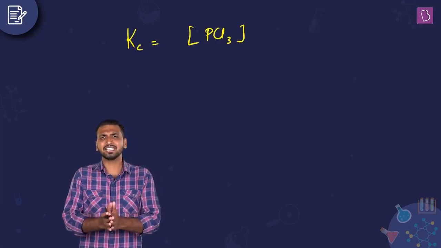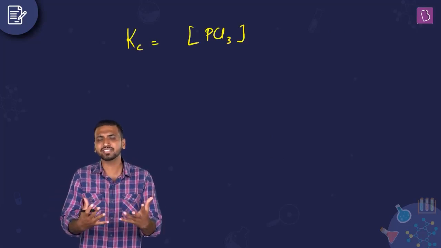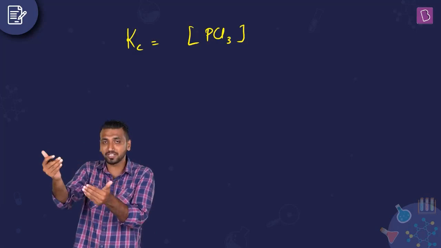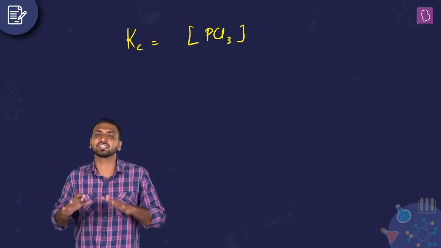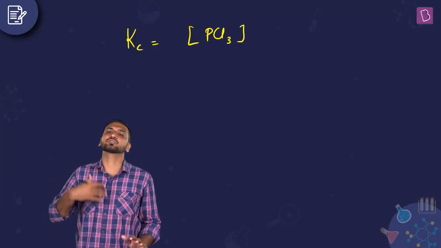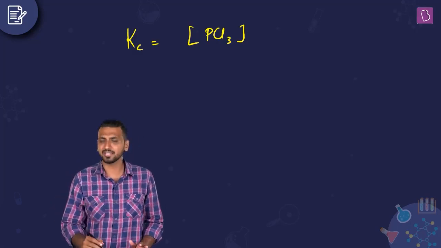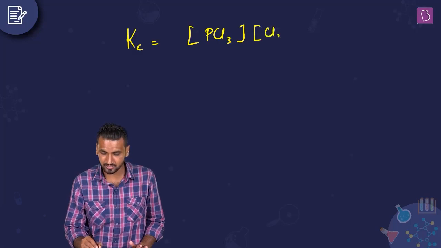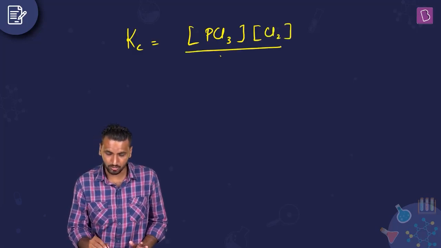How do you write the equilibrium constant? The concentration of product raised to power their stoichiometry divided by the concentration of reactant raised to power their stoichiometry, right? So here the stoichiometry is 1 for all of them. So PCl3, concentration of Cl2, upon concentration of PCl5, right?